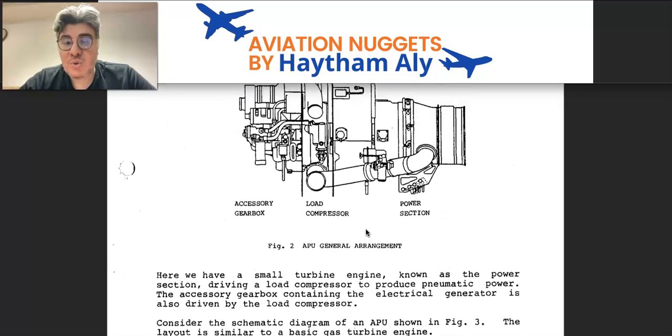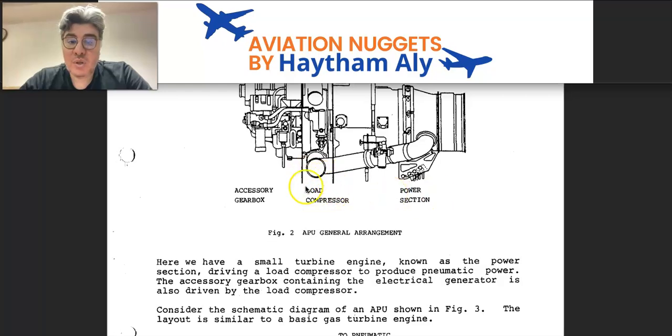So these are the three modules of the APU: power section, load compressor, and gearbox. The power section is a small gas turbine engine, probably comprising a centrifugal compressor stage, a reverse flow combustion chamber, and an axial flow turbine. This small gas turbine engine will provide mechanical shaft power to rotate the load compressor and a gearbox.